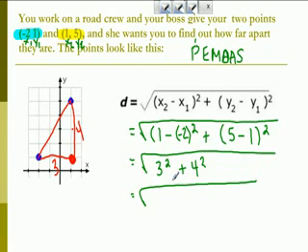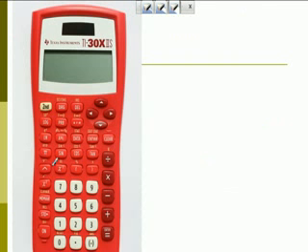Now we have to do our math computation. On our calculator, you will have a button right here. This is a caret key, and this caret key is for exponents.